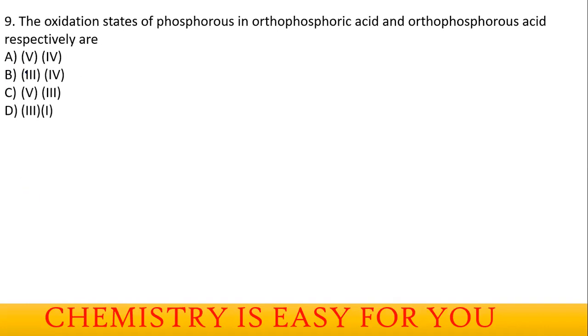Now the 9th question, again as I said, this is an important question from the part of P block elements. The oxidation state of phosphorus in orthophosphoric acid and orthophosphorus acid are respectively. This is also a direct question. Please write this down because it will be important for you to memorize this later on. Orthophosphoric acid has the oxidation state of phosphorus as 5, and phosphorus acid has the oxidation state of phosphorus as 3. So 5 and 3. Option C, 5 and 3 would be the correct answer.